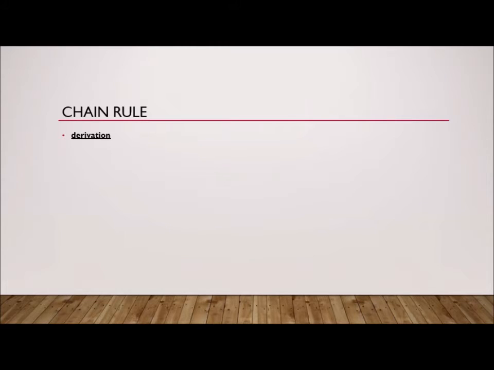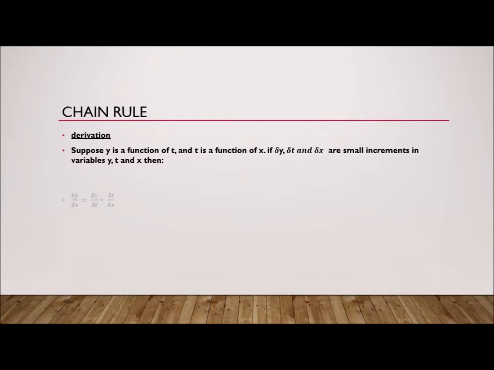First of all, we are beginning with the derivation. We are going to derive the chain rule. Suppose y is a function of t and t is a function of x, such that the small change in y, small change in t, and small change in x are increments in variables y, t, and x. Then small change in y over small change in x will equal small change in y over small change in t times small change in t over small change in x.